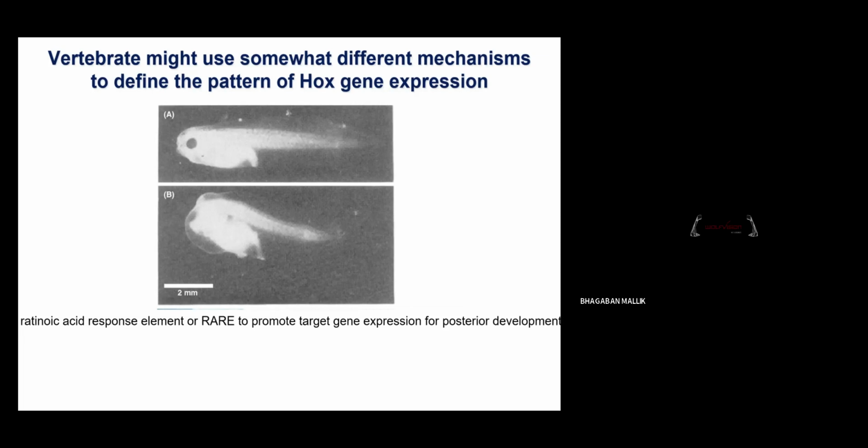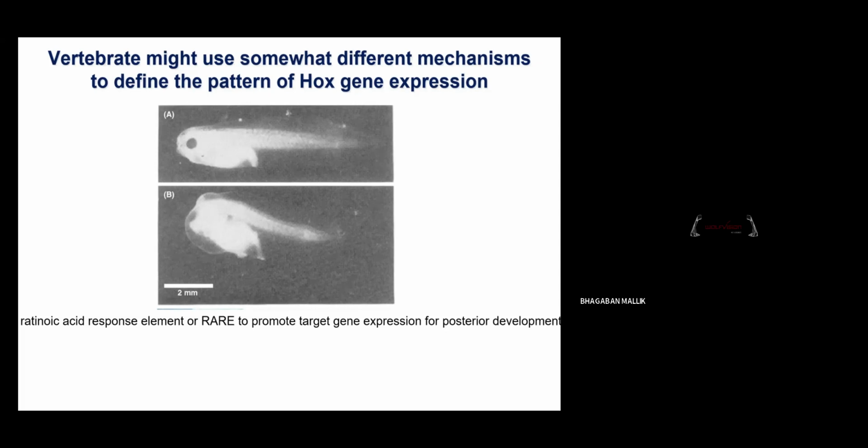Then you have expression of pair-rule genes. First, the expression of gap genes, which activates the pair-rule genes. The pair-rule genes activate the segment polarity genes and also the Hox genes. So that kind of mechanism exists in invertebrates like Drosophila, but in vertebrate animals, they use a different mechanism to activate the Hox genes. So here, this is the retinoic acid that actually activates the expression of a Hox gene and the anterior-posterior development in the animals.